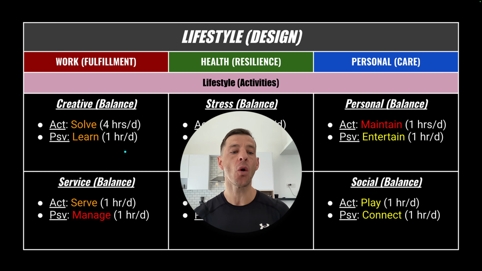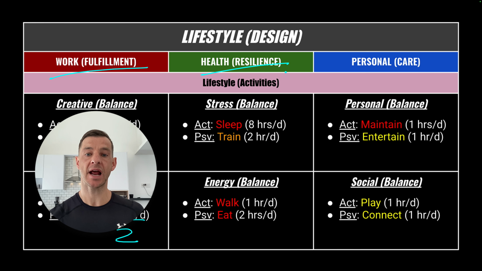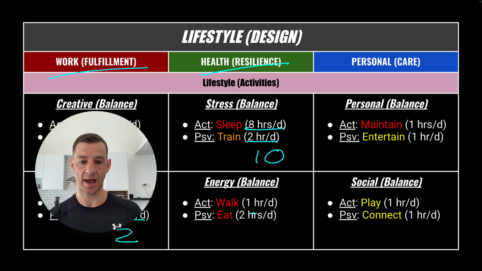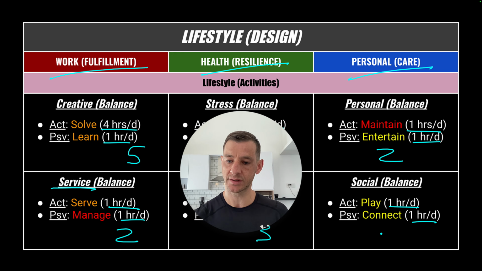Now remember, there's only 24 hours in a day. So if we're going to create the perfect daily schedule, we need to first make sure that we have allotted the correct number of hours to each of these activities. For example, in the work domain, I have allocated 5 hours for creative pursuits and 2 hours for social services. In the health domain, I've got 8 plus 2, or 10 hours dedicated to activities of stress balance and 1 plus 2, or 3 hours dedicated to activities of energy balance. In the personal care domain, I've got 1 plus 1, or 2 hours for myself and 1 plus 1, or 2 hours with others.